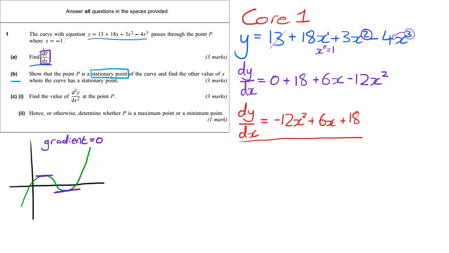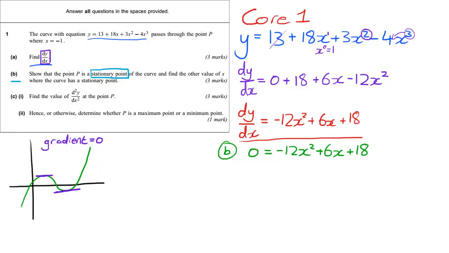The gradient and dy dx are the same thing. dy dx means change in y over change in x. So what we're looking for here is to put a big 0 here. So let's do that in green. So we're going to say for question B, 0 is equal to minus 12x squared plus 6x plus 18.